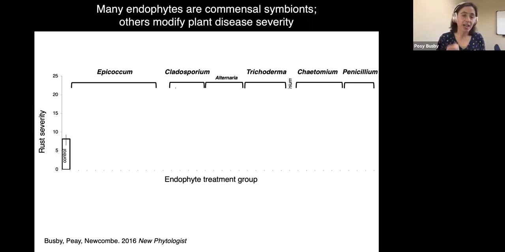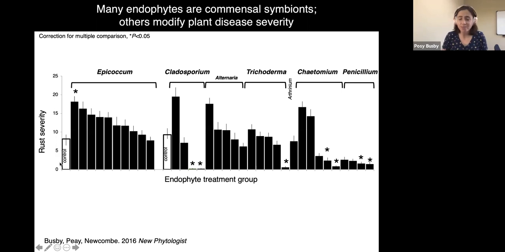And I tested them individually, inoculating an endophyte and then the pathogen, the tree's major leaf pathogen, which is a rust pathogen, and asking whether the presence of that endophyte influences the outcome of disease, compared to a control group which received no endophyte, but just the pathogen. And here's what I found. Isolates of over 5 of the 7 fungal genera that I tested were capable of modifying disease severity, in many cases decreasing disease severity, but in one case increasing disease severity. So again, this suggests that disease modification is a common ecological function of leaf endophytes.